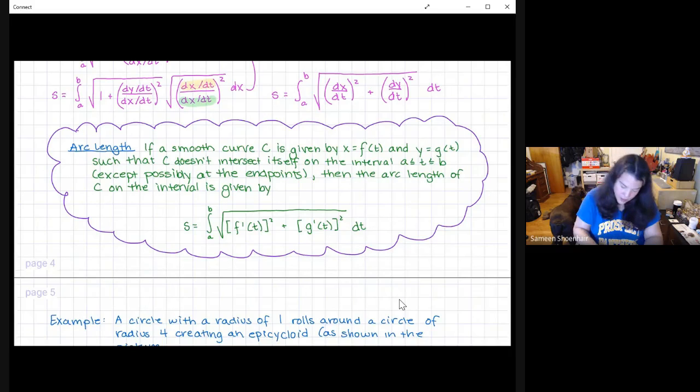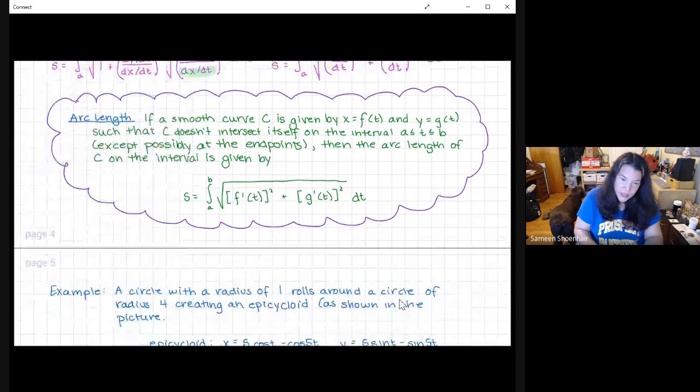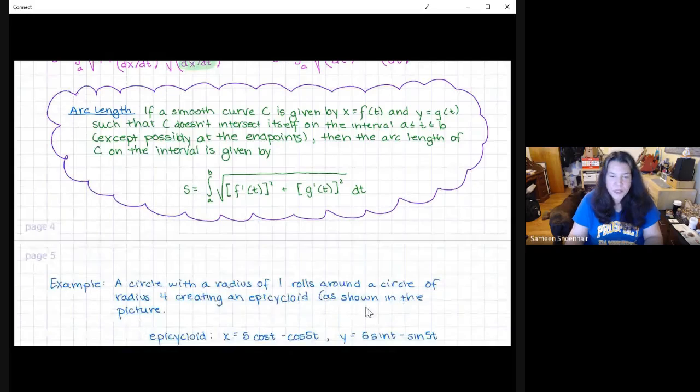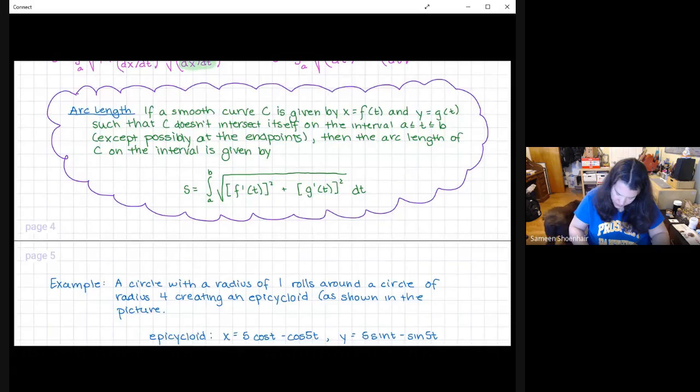All right, so then I have this problem here. I'll scroll up a little bit more. I have it worked out. But a circle with a radius of 1 rolls around the circle of radius 4, creating an epicycloid, as shown in the picture. I don't want to show the picture because I'm going to give stuff away. But I do want to show you what an epicycloid is.